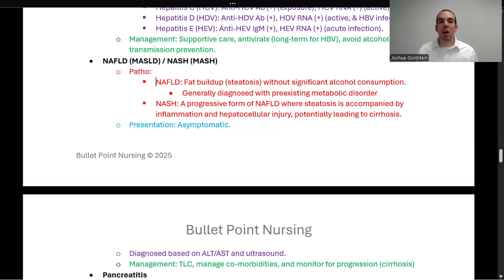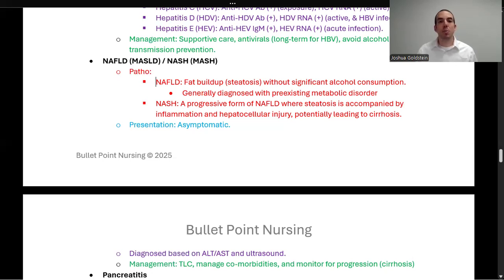NASH, or non-alcoholic steatotic hepatitis, is going to be a progressive form of NAFLD. Remember, this hepatitis is different than the one above because that one is an infectious process. This one is not. It's simply a different inflammation of the hepatocytes. NASH is a progressive form of NAFLD, where steatosis is accompanied by inflammation and hepatocellular injury, and this can lead to cirrhosis. It used to be that everyone who had liver cirrhosis, it was almost always from alcohol issues. Now it's becoming alcohol and bad diet, which is where NAFLD and NASH comes in.